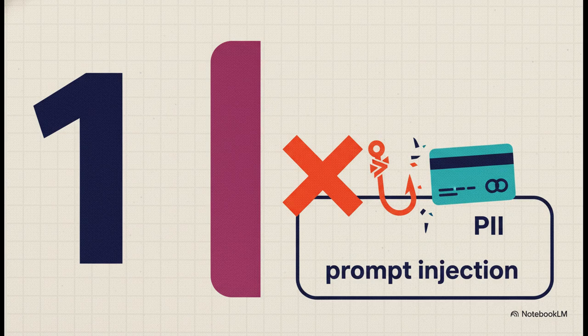Okay, layer 1. Think of this as locking the front door. We're testing for things like prompt injection attacks, where someone tries to trick the AI. And you absolutely have to test if it'll give out sensitive info, like credit card numbers. The agent should refuse these requests every single time, no exceptions.